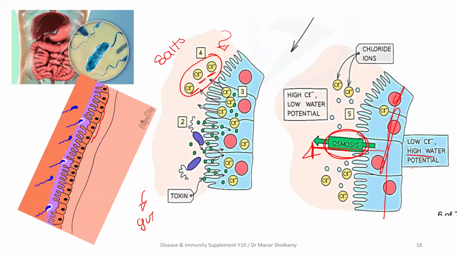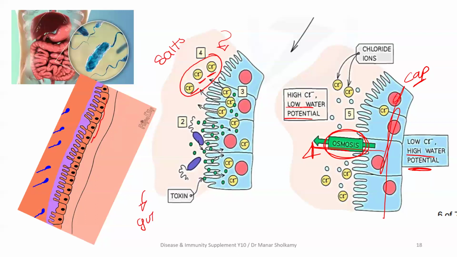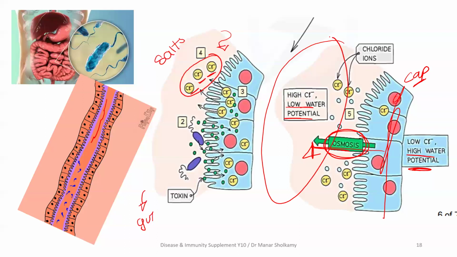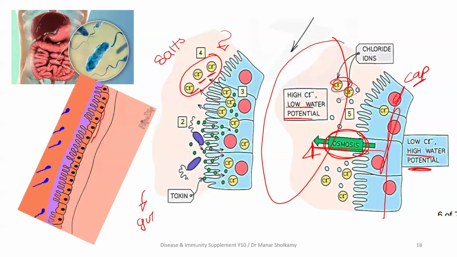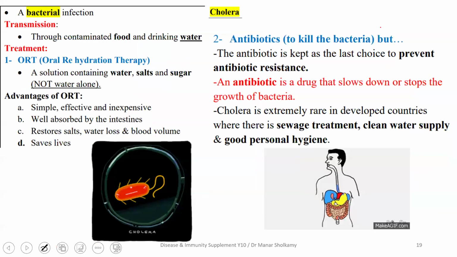Here you have high water potential. The high water potential comes from the capillaries, and the low water potential is on the inside of the small intestine. The inside of the small intestine will then be filled with lots of water, lots of salts. All this water and all those salts will not be absorbed, and everything there will move very quickly and outside of the body in the form of what? Watery feces. This is called diarrhea. And this is the main sign and symptom of cholera.